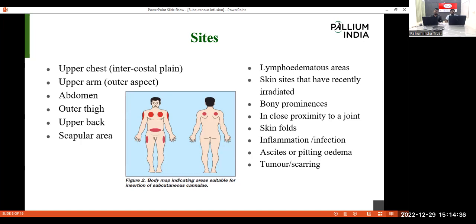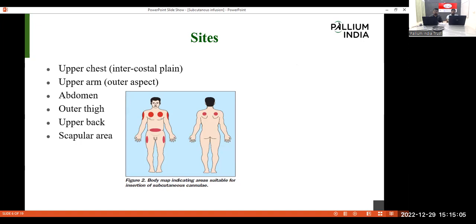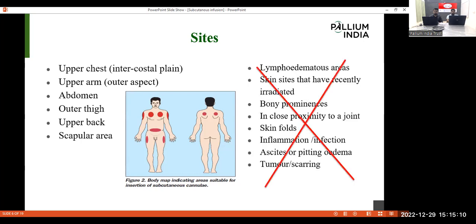Then if choosing the abdomen for giving the injection, if the patient already has any ascites or any pitting edema, we also need to avoid that area because they already have edema. So if we give the infusion or injection again, only poor absorption will happen. So we need to avoid. Then if the site we choose has any tumor or any scar tissue, we also need to avoid. These are all the areas we need to avoid for giving subcutaneous injections.